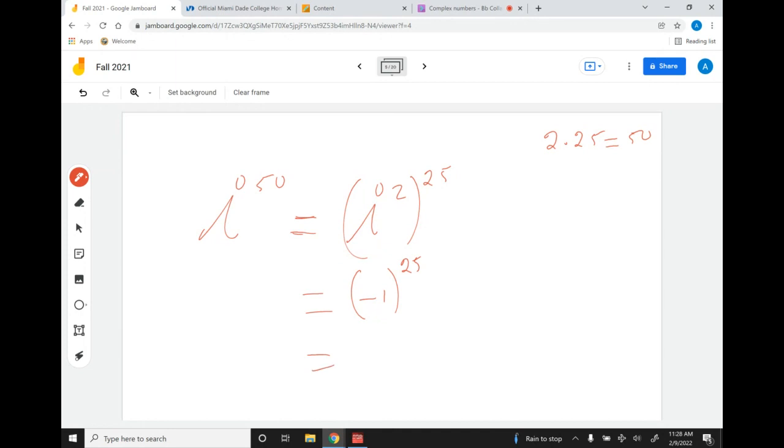Now what does that equal? I don't want you to write -1 multiplied by itself 25 times. That would be ridiculous, right? But we do know that 25 is odd. So if the base is negative and the exponent is odd, my answer will be -1. And you're done. You see?